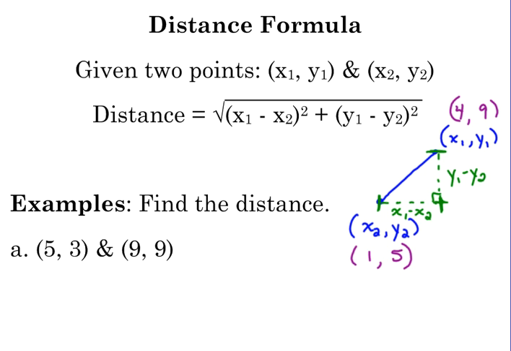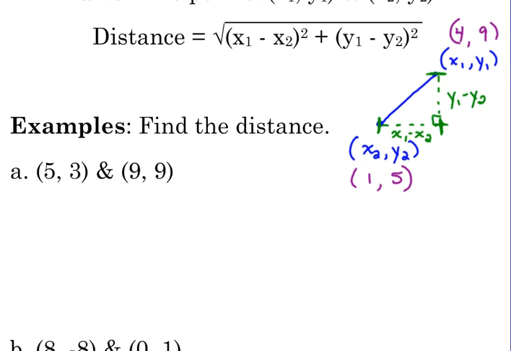Okay, so let's find the distance between these points, 5, 3, and 9, 9. Distance equals the square root of x minus x. It really doesn't matter which one you do, okay, as long as you keep the order the same. So if I do 5 minus 9, I've got to do 3 minus 9. If you would rather do 9 minus 5, that's fine, as long as you do 9 minus 3. And technically, it really doesn't even matter because we're squaring them. You just got to make sure you pair the x's together and pair the y's together.